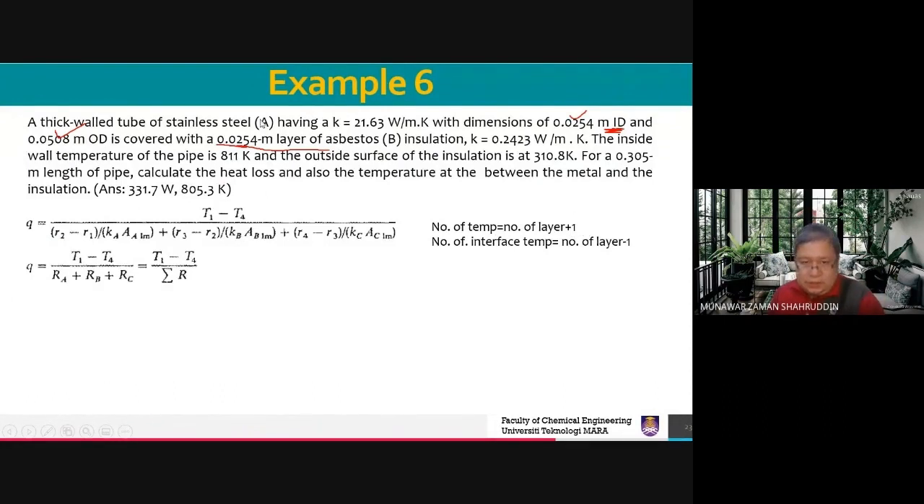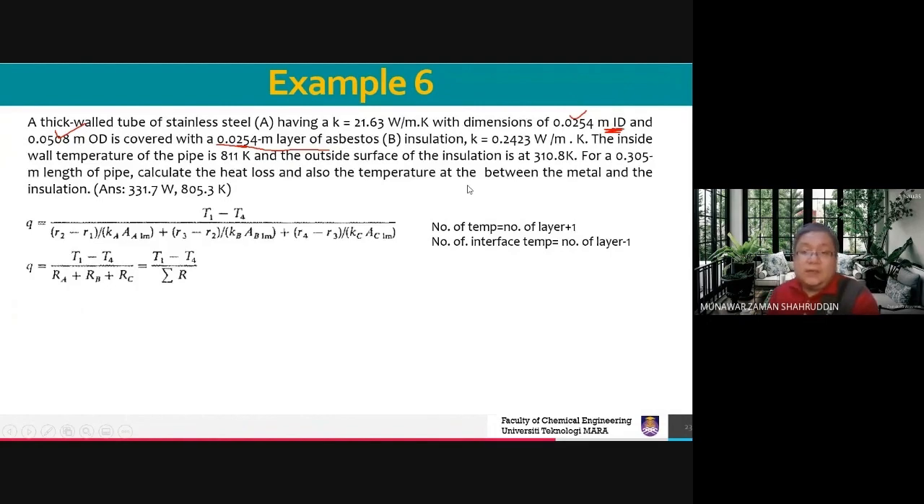Iaitu you have 2 layers. Kat sini terang-terang dia tulis A dengan B. Dia dah guided siap-siap. Kalau dia tak guided, you kena figure out yourself. A and B, so you have 2 layers plus 1, 3. When you take away the outside and inside temperature, 3 minus 2 leaves you with 1 interface. So number of interface temperature is number of layer 2 tolak 1.